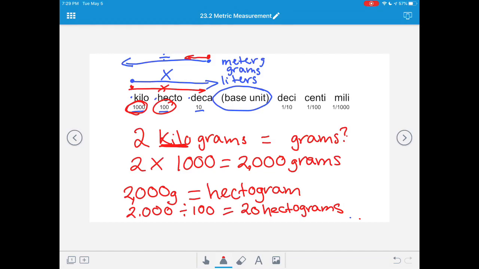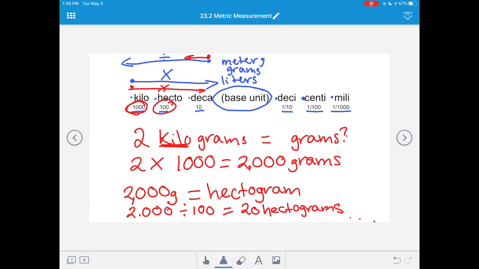Let's talk about the other side of the chart. So if I want to show something that means a smaller unit, I have 3 ways to describe that we're going to learn today. I have deci, which means 1/10, centi, which means 1/100th, and milli, which means 1/1000th.